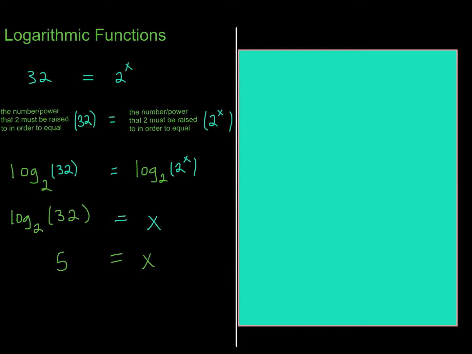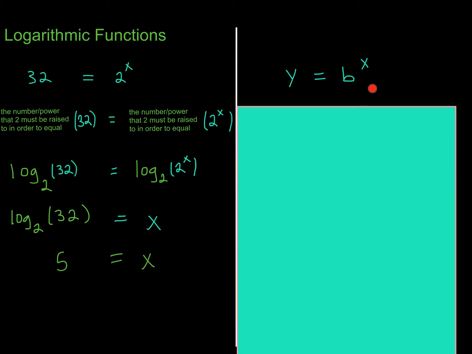All right, so now let's take a look at this in the general case so that we can see how we'll apply this to any situation. Okay, so here let's look at the general form of an exponential equation. We have y equals b to the x. We're trying to solve for x here. So we're going to apply an operation to both sides that will allow us to isolate x.